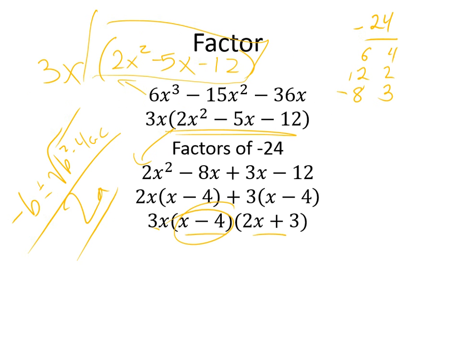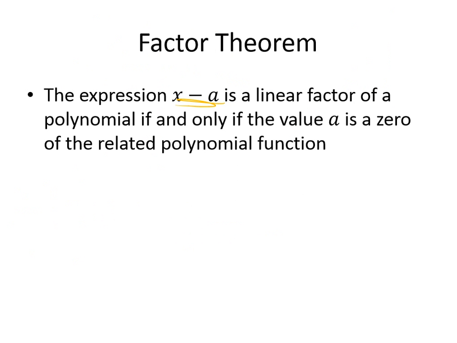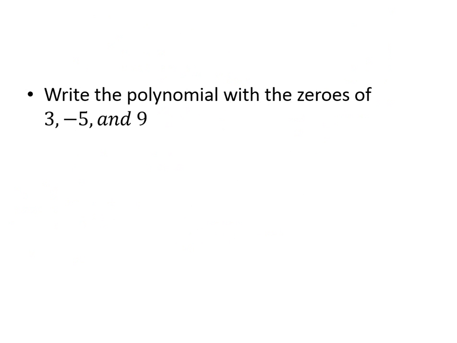So if we look back here, if we were to plug a 4 into all the x's, we would find out that it actually does come up as 0. We zero out the function. And that's what we're going to be looking at in this chapter, and we're going to be looking more in depth about. So now the next one, write the polynomial with the zeros of 3, -5, and 9.